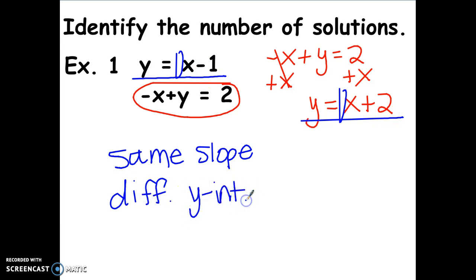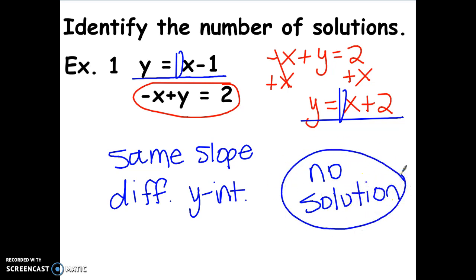So when we go back to our chart, what does that tell us that the solutions are? Same slope, different y-intercept tells us that our answer is no solution. Oh, I'm sorry, y'all. That is so ugly. All right, no solution. Pause the video here if you need to continue writing down the work for example 1.